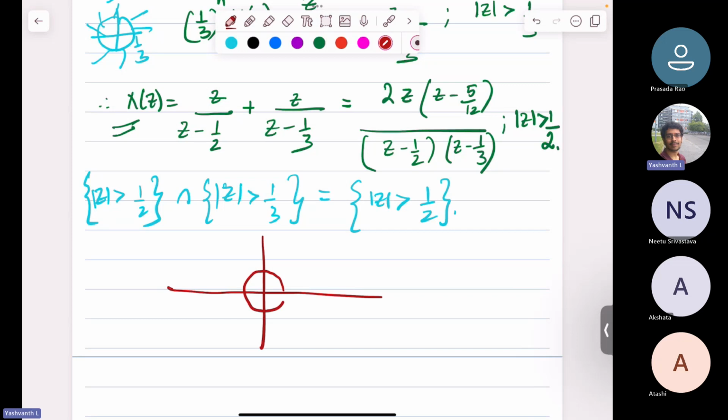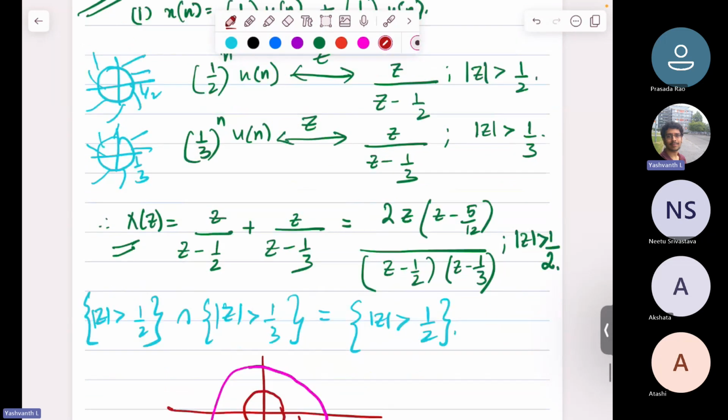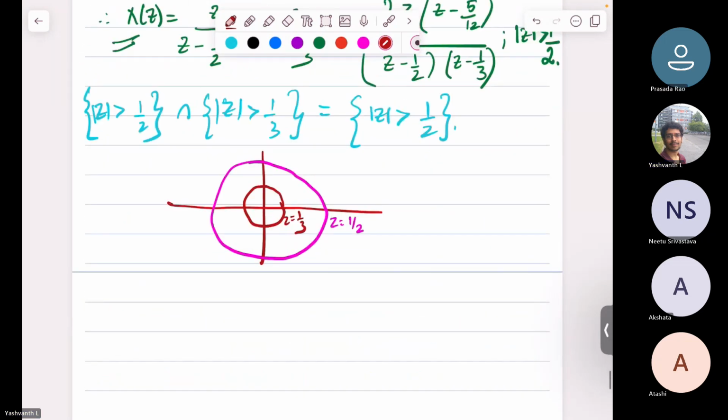This is, let's say, Z equal to 1 by 3. And let's say this is Z equal to half. Z equal to half and Z equal to 1 by 3. Is this okay? Now, my first signal, the ROC is greater than half. That means it is all the values outside this circle.